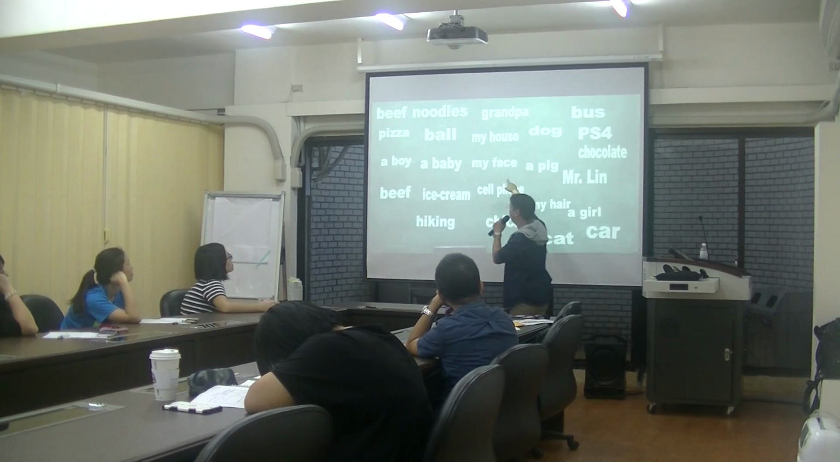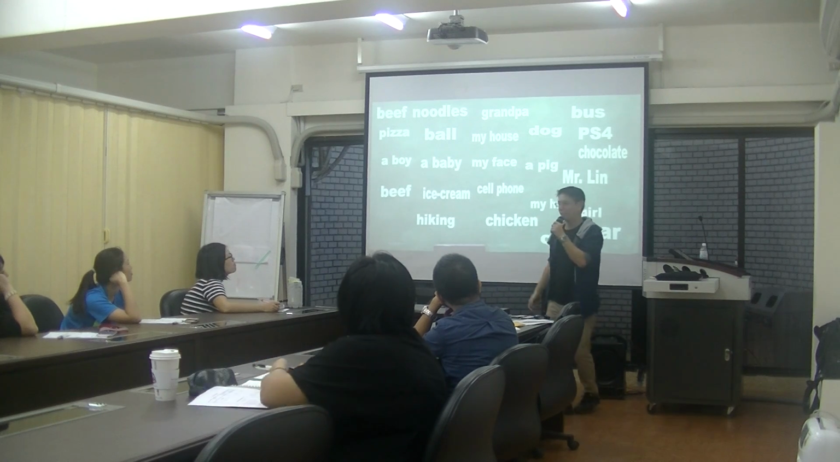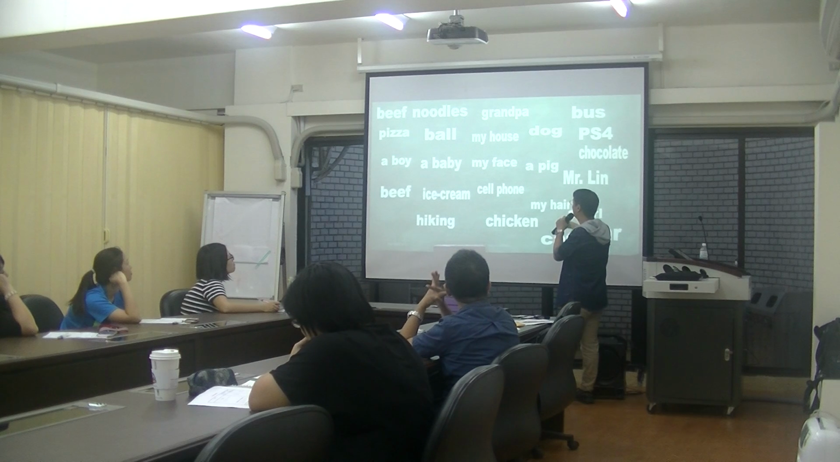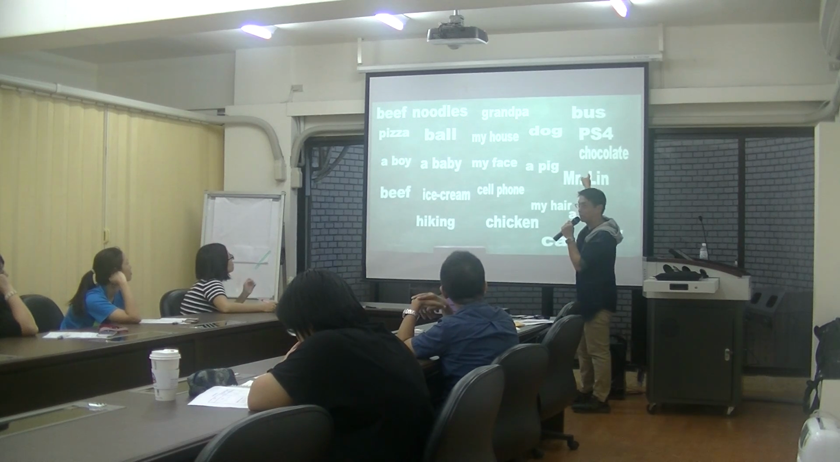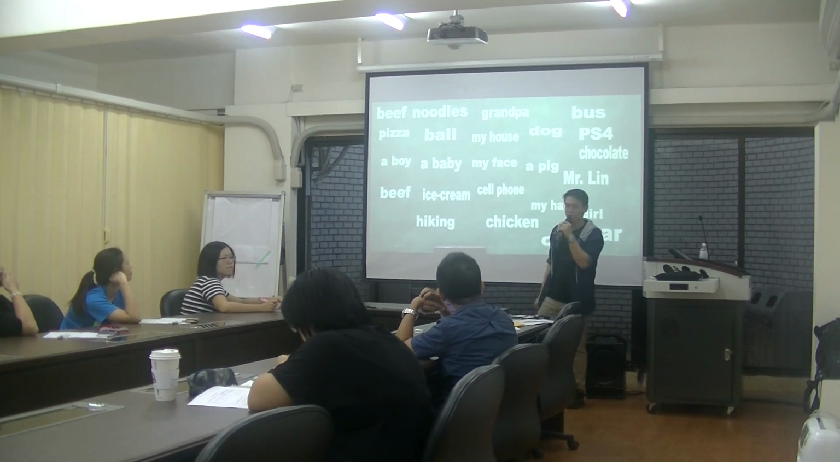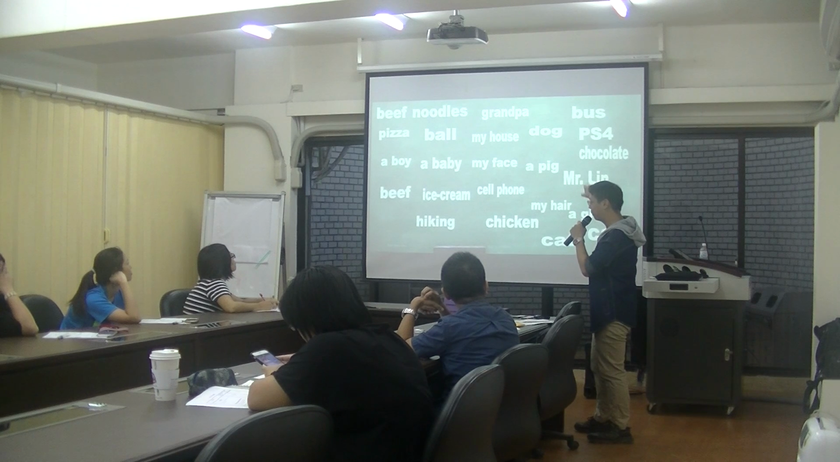Okay, a pig, my face, a baby. You know how junior high school kids are. They laugh at anything. Okay, chicken, a girl. My hair. A bus, PS4. Some of them like to play PlayStation 4, and you can put Twice or, I don't know, BTS. You can put some of their interests up on the board.